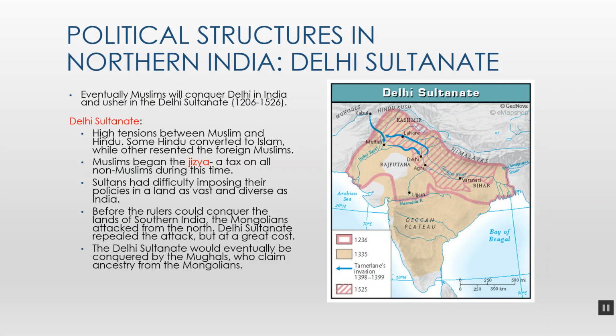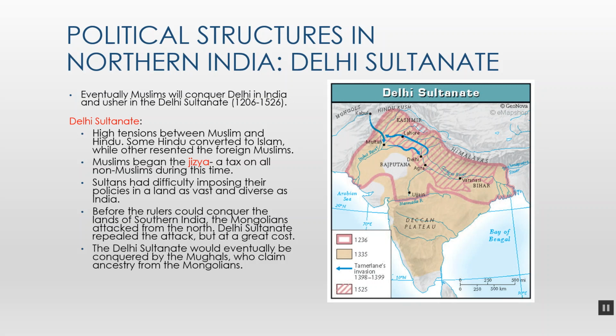Another thing they made them do was something called the jizya. A jizya is what Muslims did in areas they conquered. They would put a tax on non-Muslims. If they would not convert, fine, we're going to tax you. And so that's just going to anger the Hindus more. Sultans had difficulty imposing their policies in a vast land as diverse as India.